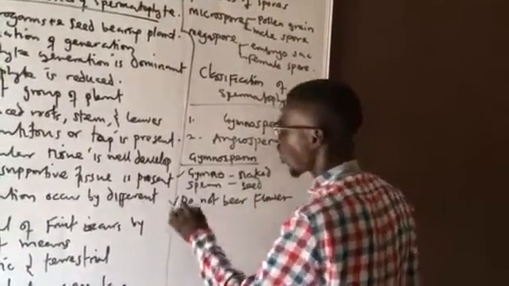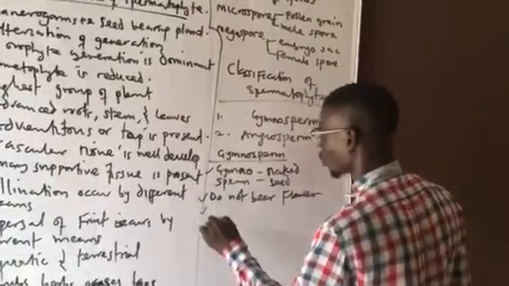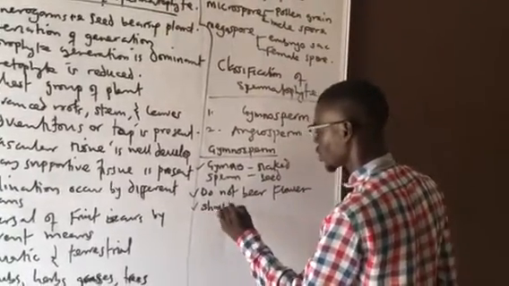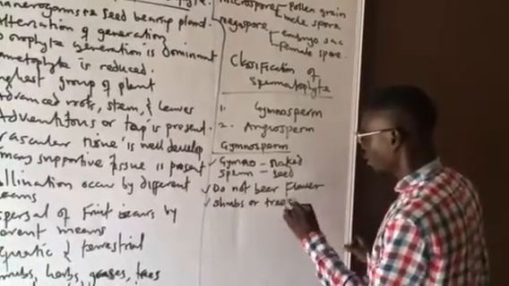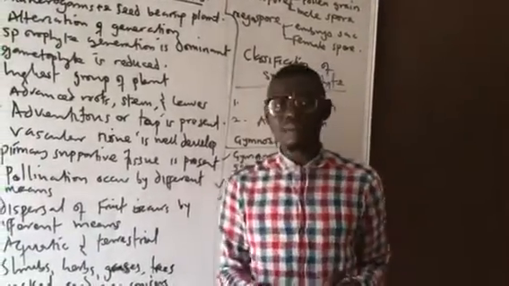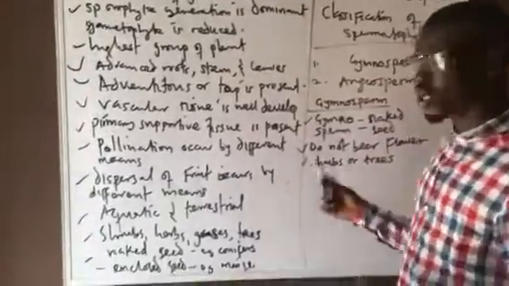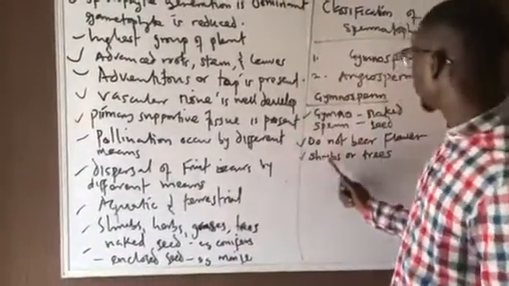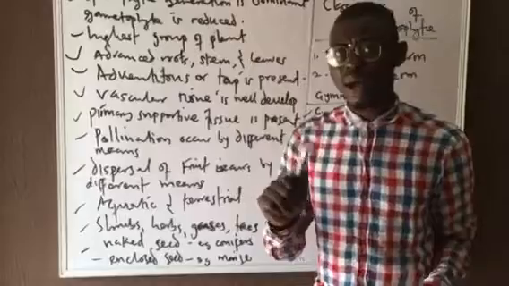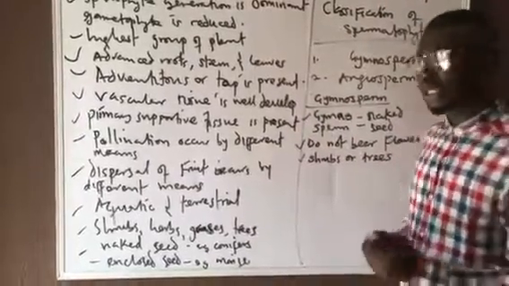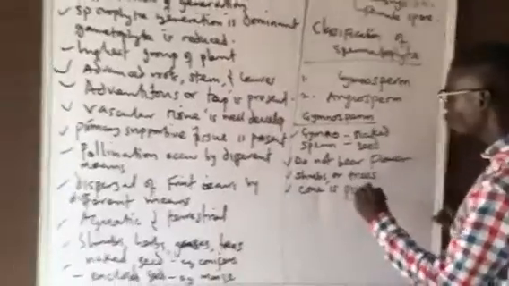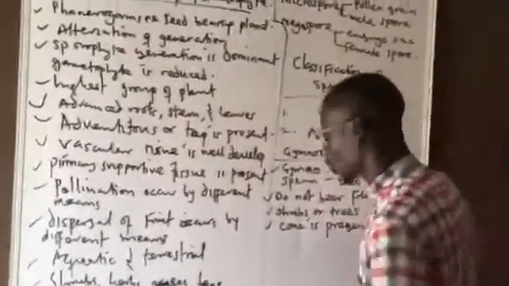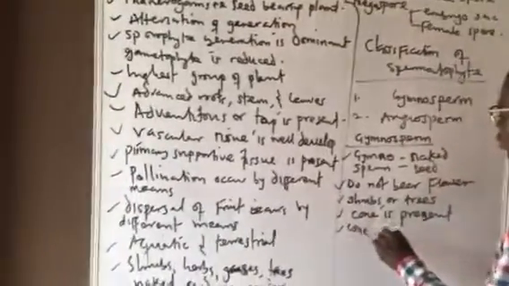They also occur as shrubs or trees. They don't occur as grass. Because they don't have flower, that means they don't have enclosed seed. They don't have ovary. So they have cone. Their body consists of cone. The cone is usually unisexual. That is what they use for their reproduction.